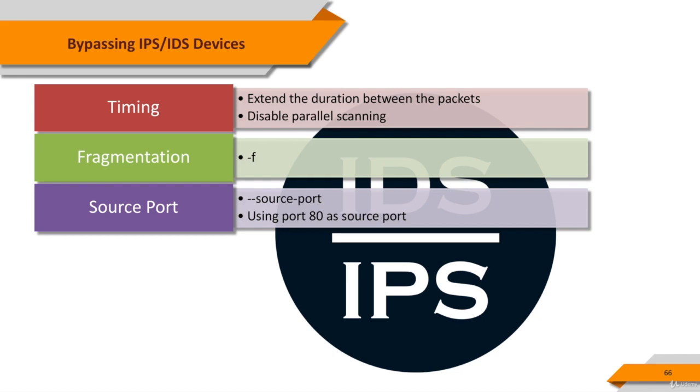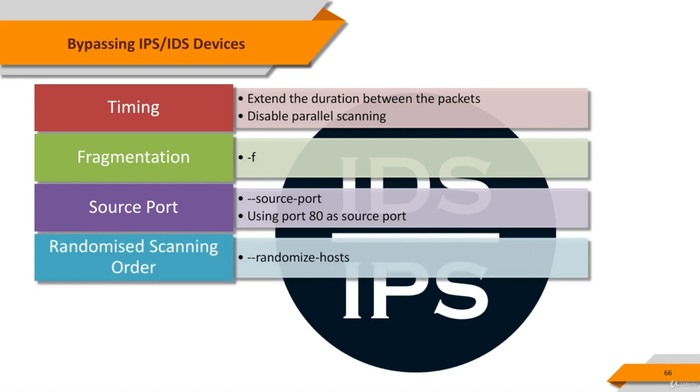Simply provide a port number and Nmap will send packets from that port where possible. Randomize hosts tells Nmap to shuffle each group of hosts before it scans them. This can make the scans less obvious to various network monitoring systems, especially when you combine it with slow timing options.